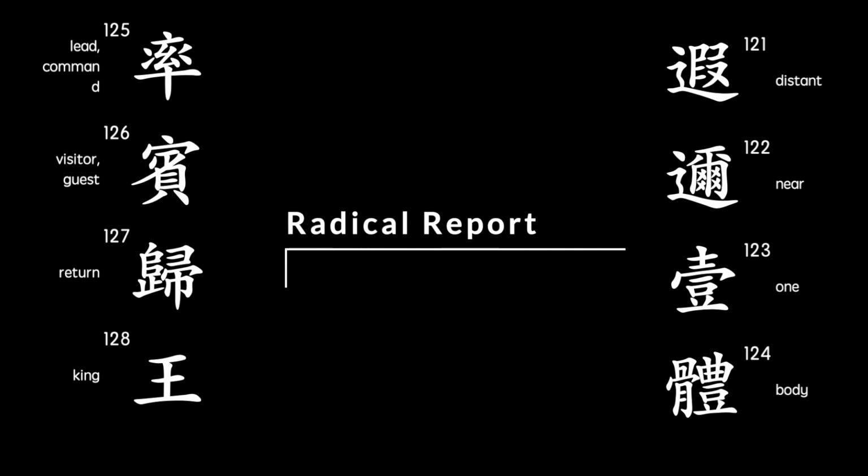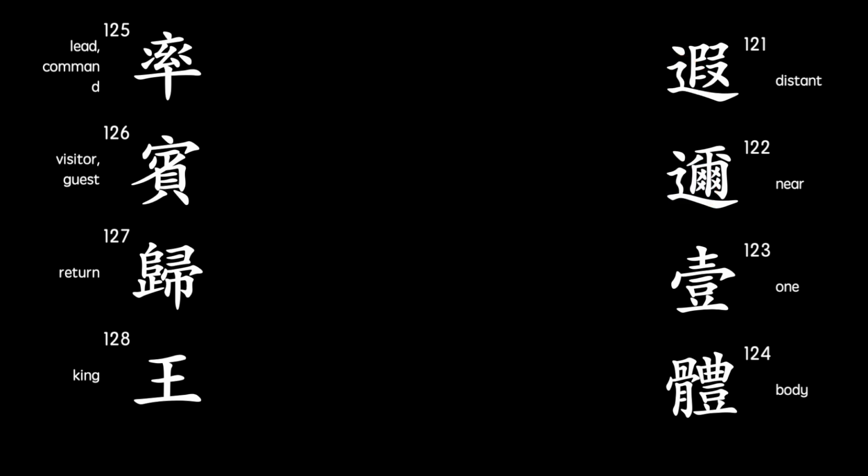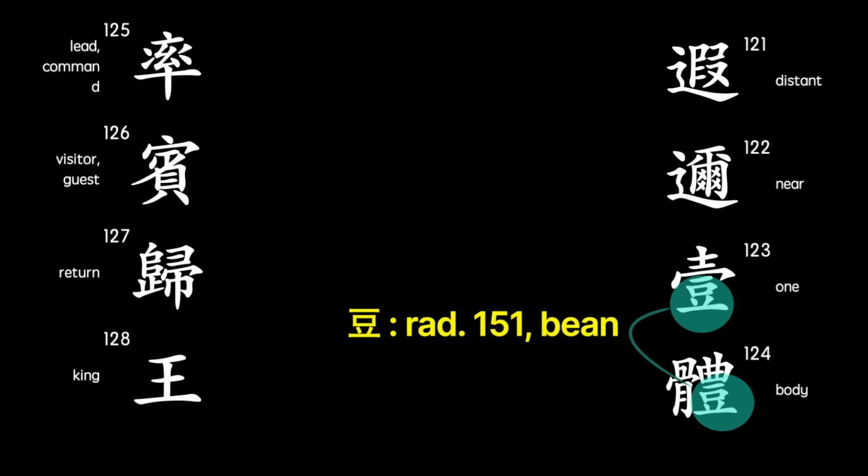Let's look at a few radicals or components. First, the road radical. I discussed it 2 lessons ago. It appears again here in the 121st and 122nd characters. It makes sense that roads relate to what is distant or near, as they are things that unite distances. Next, you can see the radical for being in the 123rd and 124th characters. This character for being, it's a common character on its own, used for instance in the word for tofu. However, it doesn't appear in the 1000 Character Classic.